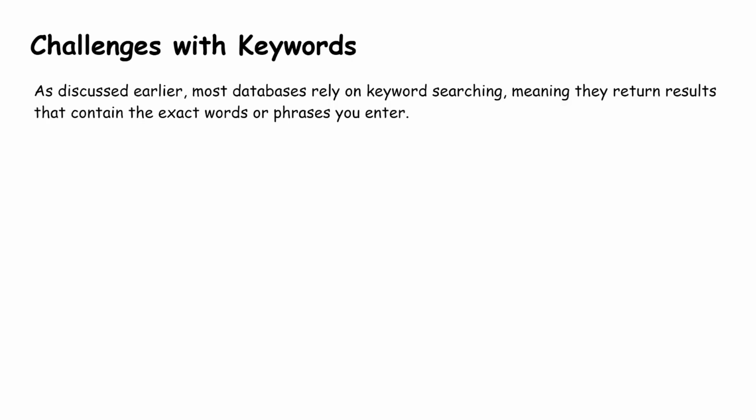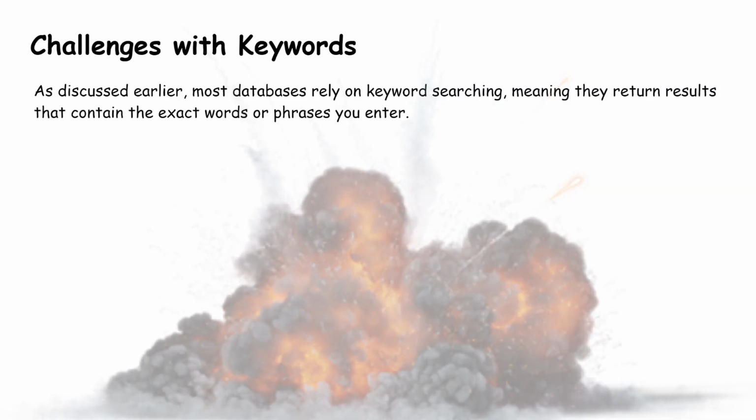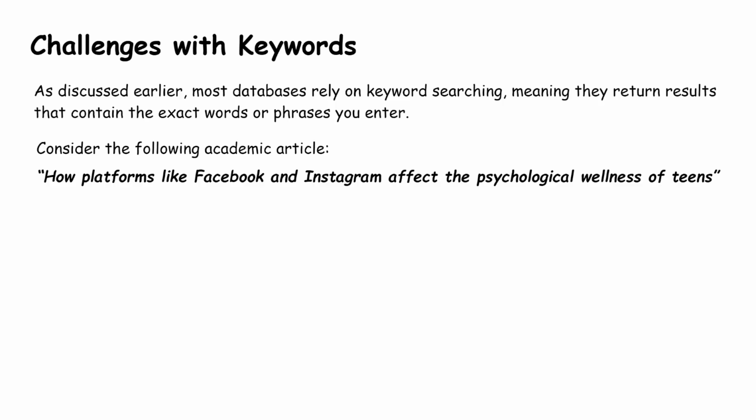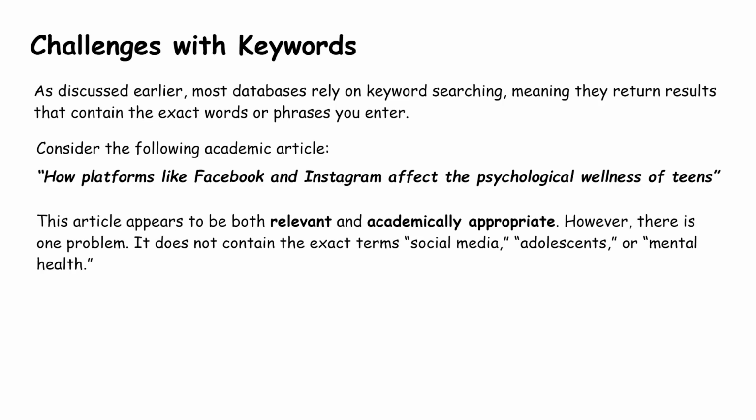Now let's talk about the challenges with keywords. As discussed earlier, most databases rely on keyword searching, meaning that they return results that contain the exact words or phrases you enter. Consider the following academic article: How platforms like Facebook and Instagram affect the psychological wellness of teens. This article appears to be both relevant and academically appropriate. However, there is one problem. It does not contain the exact terms social media, adolescence, or mental health, the ones we pointed out earlier.